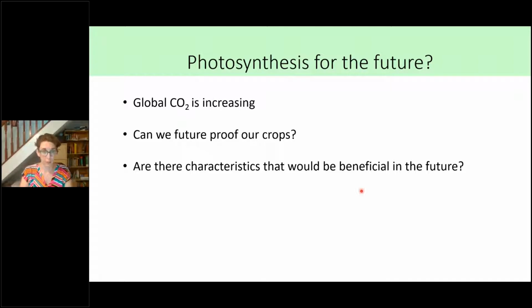When we look to the future, we also have to consider climate change. CO2 is increasing. So in the future, crop plants will be growing in very different conditions to those that they've been bred for. We're hoping that it's possible to use modelling to look into the future in a way and find specific characteristics that will improve photosynthesis in the future.